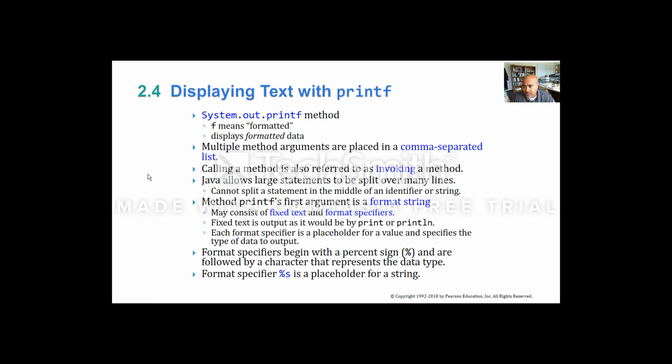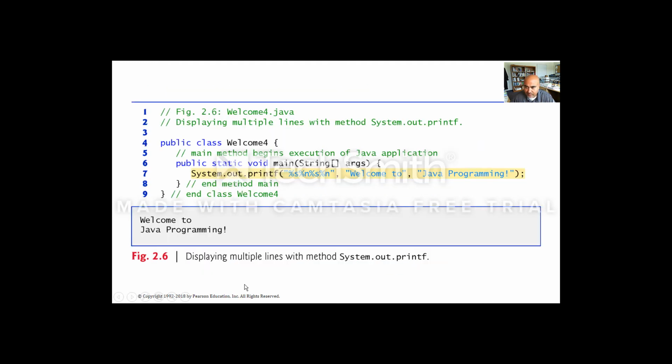Apart from the system out print line, you can also use the printf method if you want to have your data formatted. Let's take a look at some examples. Here I'm using a printf to print out, but look at this argument list. %s tells you that we are going to be printing a string in its place. This is also called a placeholder. And %n is going to give you a new line.